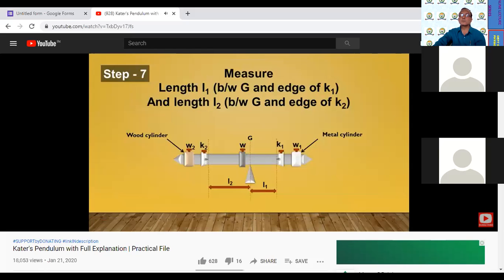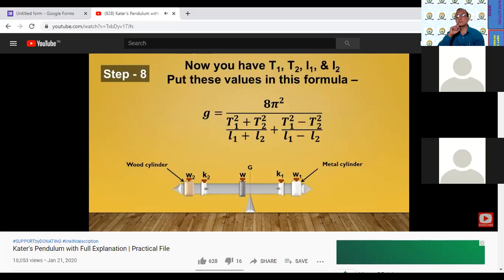Now, take this Kater's pendulum out from its stand and balance it on a wedge. By balancing, you will get its center of gravity. Now, you can measure the distances L1 and L2, where L1 is the distance between the center of gravity and the edge of knife K1, and L2 is the distance between the center of gravity and the edge of knife K2. Now you have got the values of T1, T2, L1 and L2. You can put these values in the given formula and get the value of acceleration due to gravity.